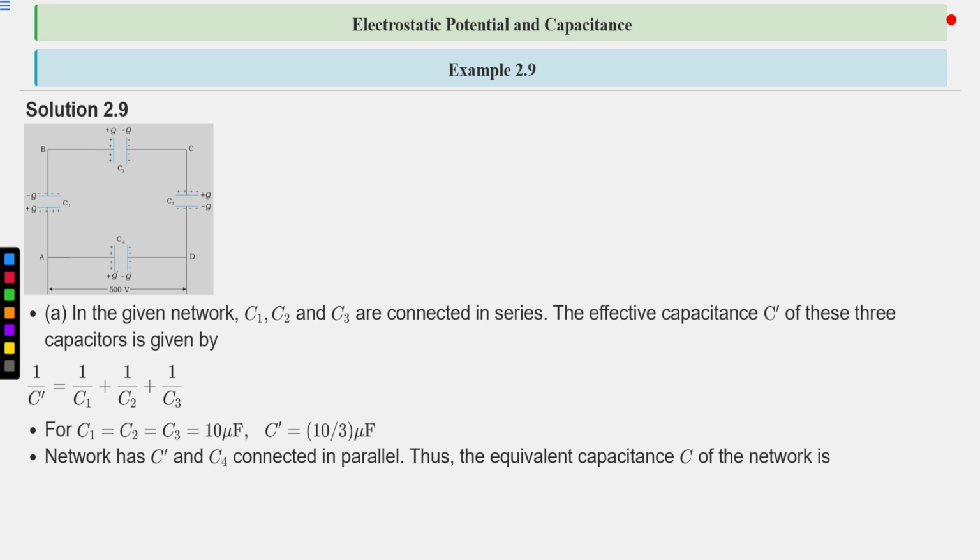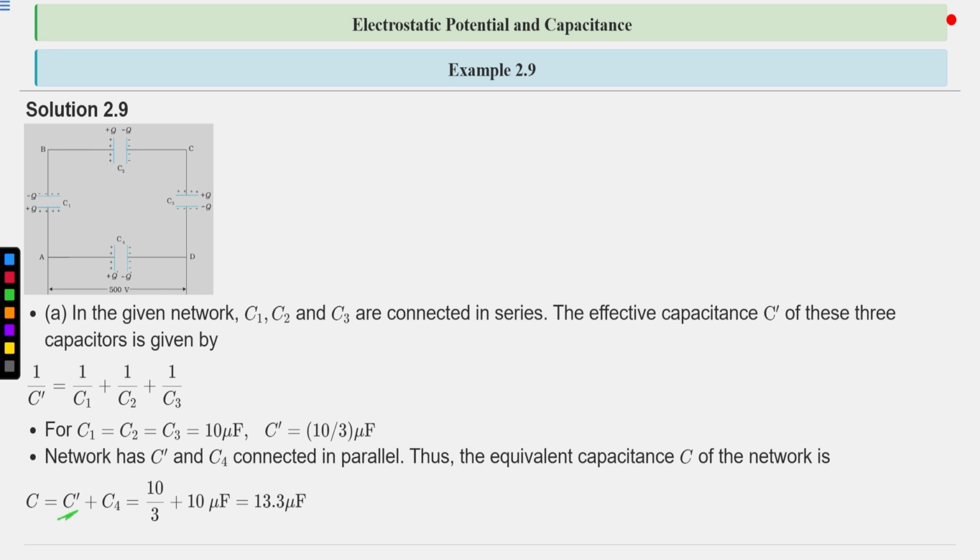The network has C dash and C4 connected in parallel. Thus the equivalent capacitance C of the network is: now C dash, the combination of these three series capacitors, and C4, they both are in parallel combination. So for the equivalent capacitance C of the network, for a parallel combination we will simply add both the capacitances.